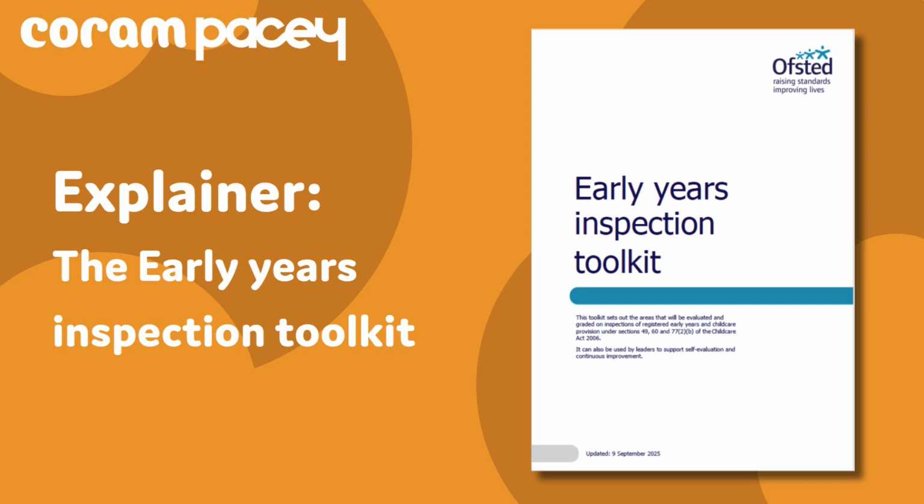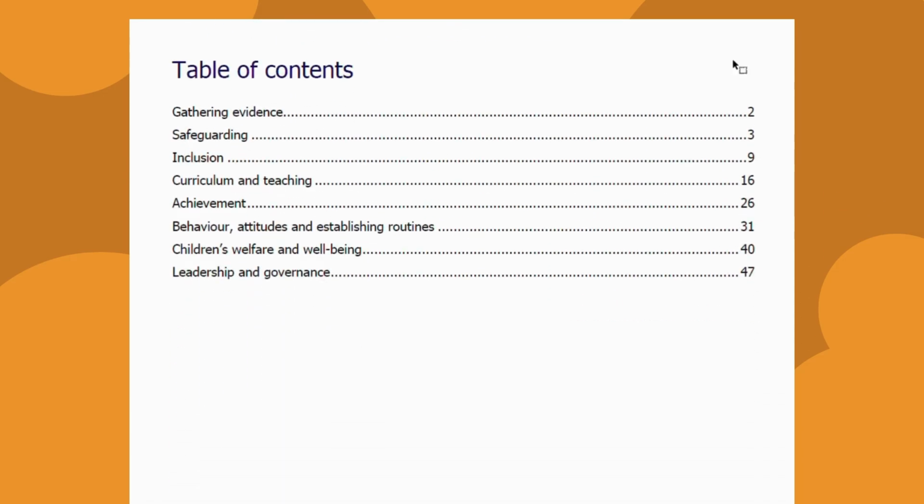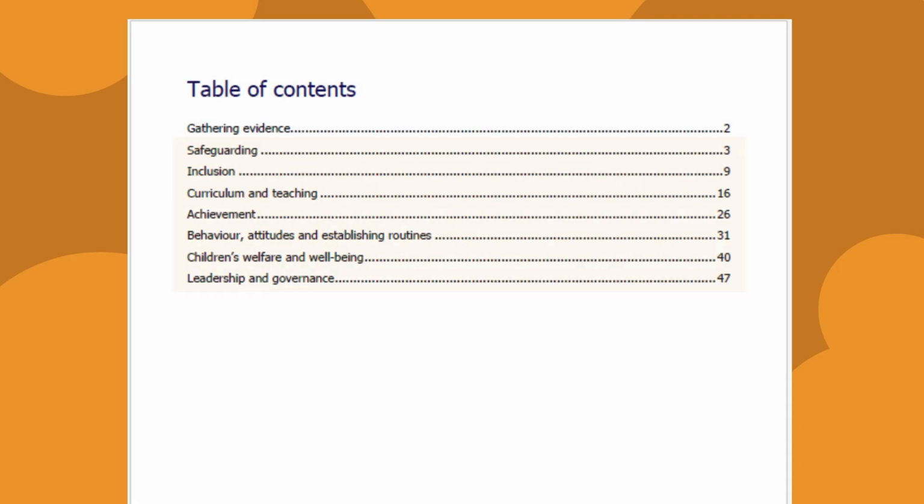Let's take a closer look at the Early Years Inspection Toolkit. Early Years providers will be inspected against 7 evaluation areas which align with the Early Years Foundation Stage Statutory Framework. The table of contents shows the evaluation areas. Each evaluation area has its own section of the toolkit that explains the evidence inspectors will gather for a specific aspect of the provider's work.